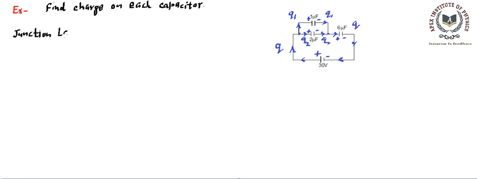Can you see where to apply and what it is going to give us? We can apply the junction law at this junction, or maybe at that junction; both will give the same result because there is no other junction. So at this junction or that junction we apply it.